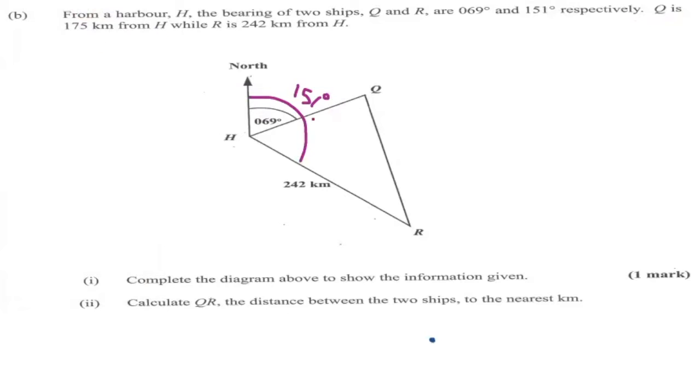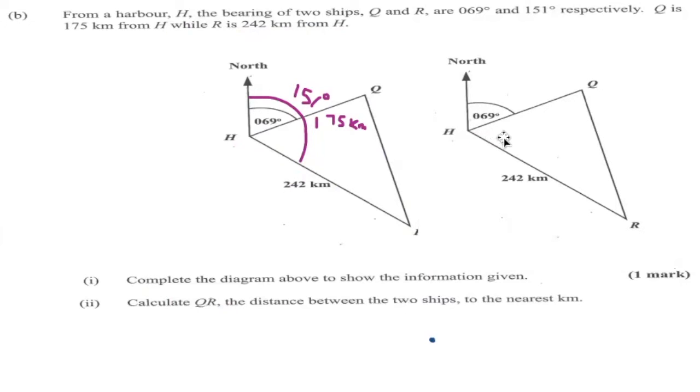175 kilometers represents the distance that the ship traveled from H to Q. Now, the 242 kilometers is already on the diagram to represent the distance that the next ship traveled from H to R. Now that I've answered this, I can look at the next section that asks to calculate QR, the distance between the two ships to the nearest kilometer.